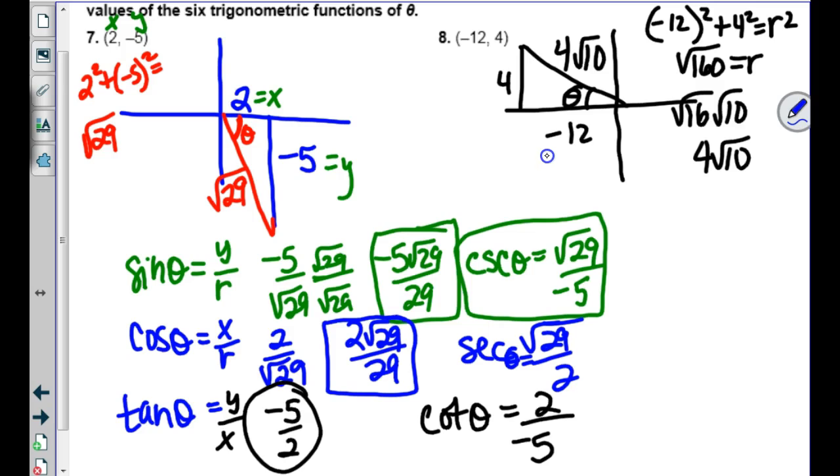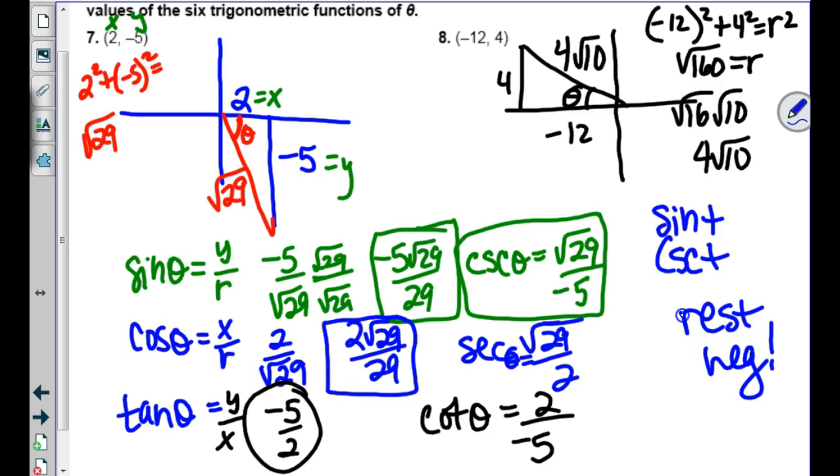Okay, but which ones will be positive in that quadrant? Sine would be positive and cosecant would be positive. Everything else would be negative, right? Everybody okay?